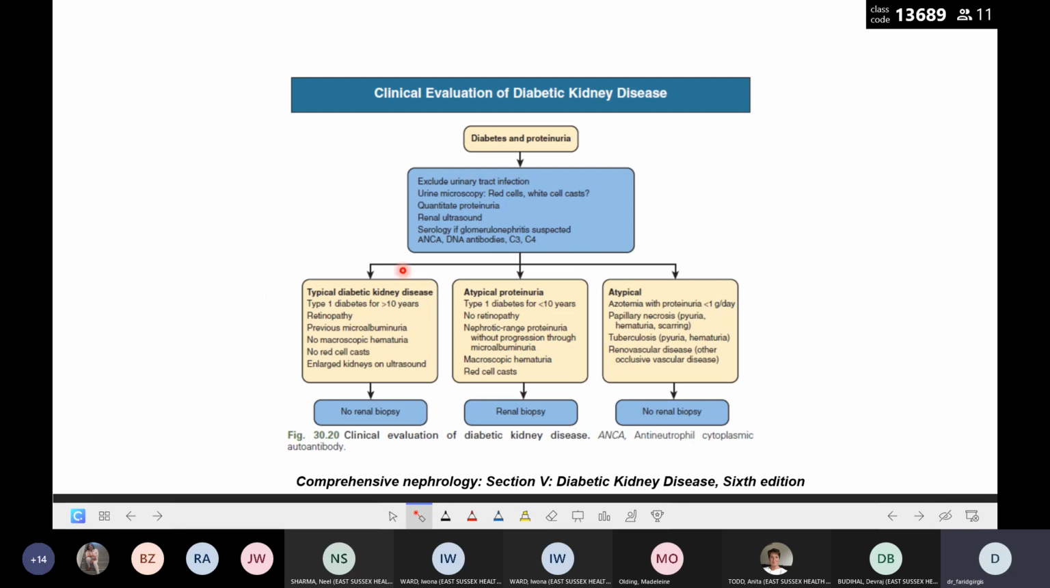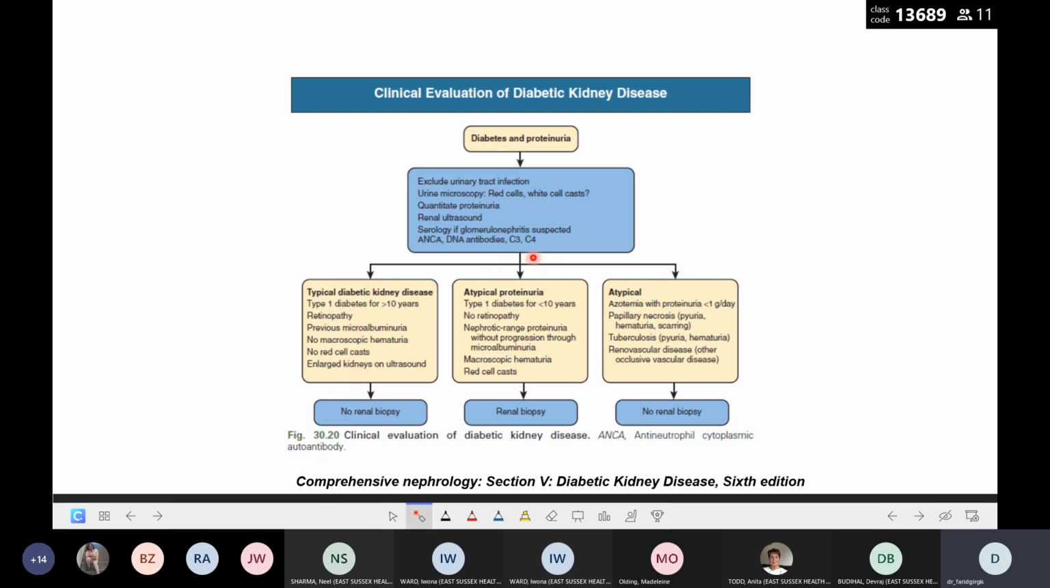So if you have typical diabetic kidney disease criteria, like type 1 diabetes for more than 10 years, retinopathy, previous microalbuminuria and this is gradually progressive, no macroscopic hematuria, no red cell casts, enlarged kidneys, so most probably this patient has diabetic kidney disease, no renal biopsy.